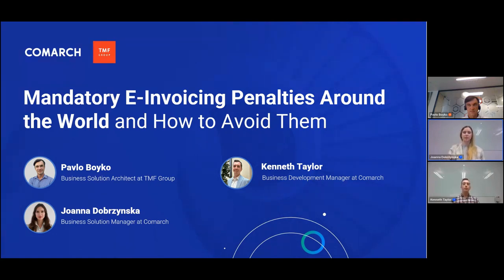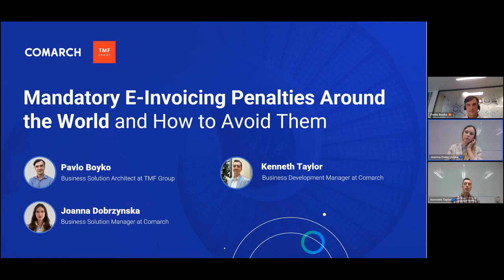And before we get started, I just want to introduce the speakers joining me, two very smart minds in the world of e-invoicing compliance. First, we have Pavlo Boyko. He is a senior professional at TMF Group with 20 years experience in finance and tax process outsourcing under his belt. Pavlo has degrees in both economics and law, as well as an MBA from IE Business School, making him uniquely suited to help TMF Group's clients with their tax transformations as a global solutions architect.